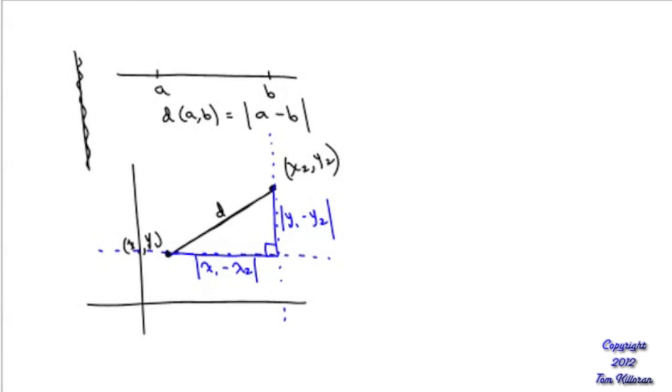You're going along the horizontal. Your only thing that's changing is your x-coordinates, so you take the absolute value of the difference of the x-coordinates. The vertical motion only changes your y-coordinates, so you take the absolute value of their difference.